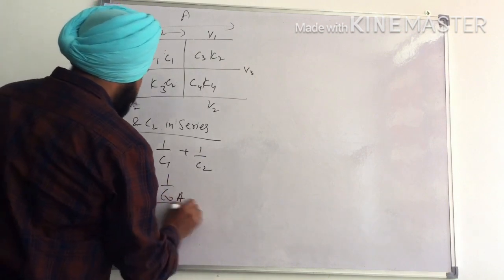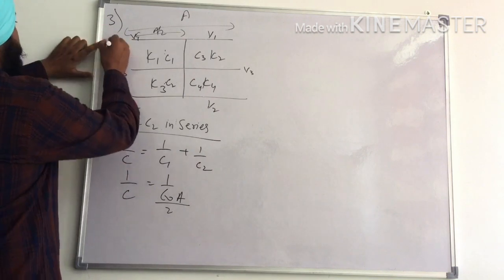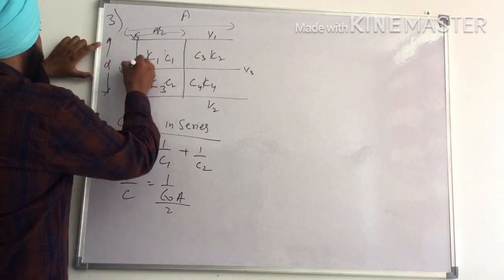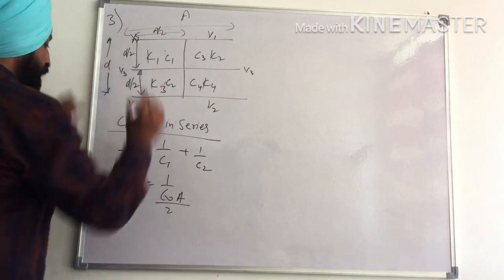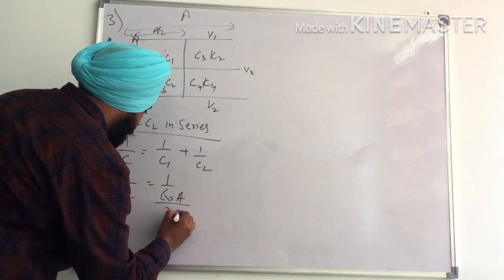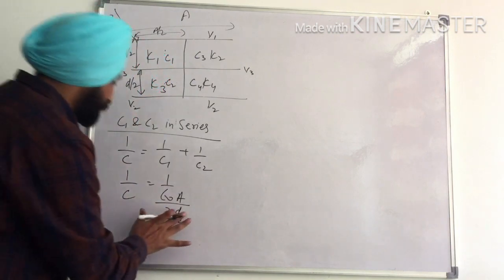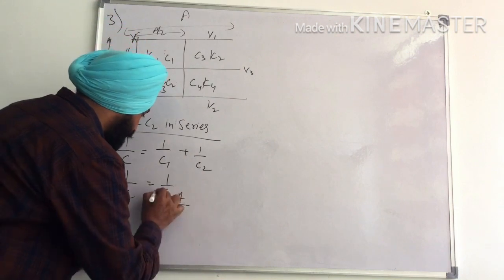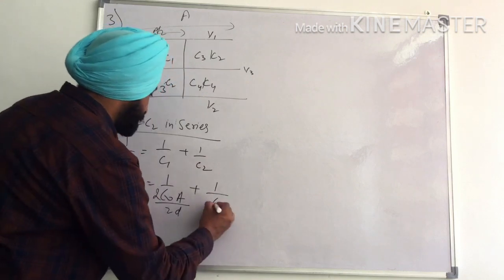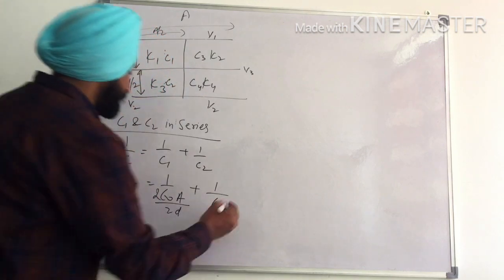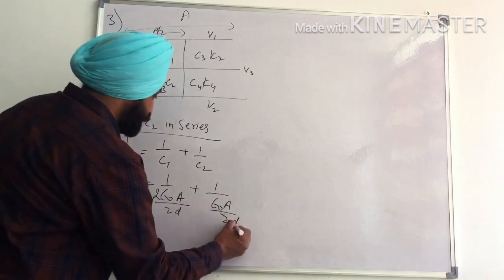Epsilon naught A by 2. And again, if the entire separation is D, then this separation will be D by 2, D by 2. So this will be D by 2. Fine. This 2 will get multiplied over here, plus 1 by C2, epsilon naught, again area is A by 2. Separation is again D by 2.